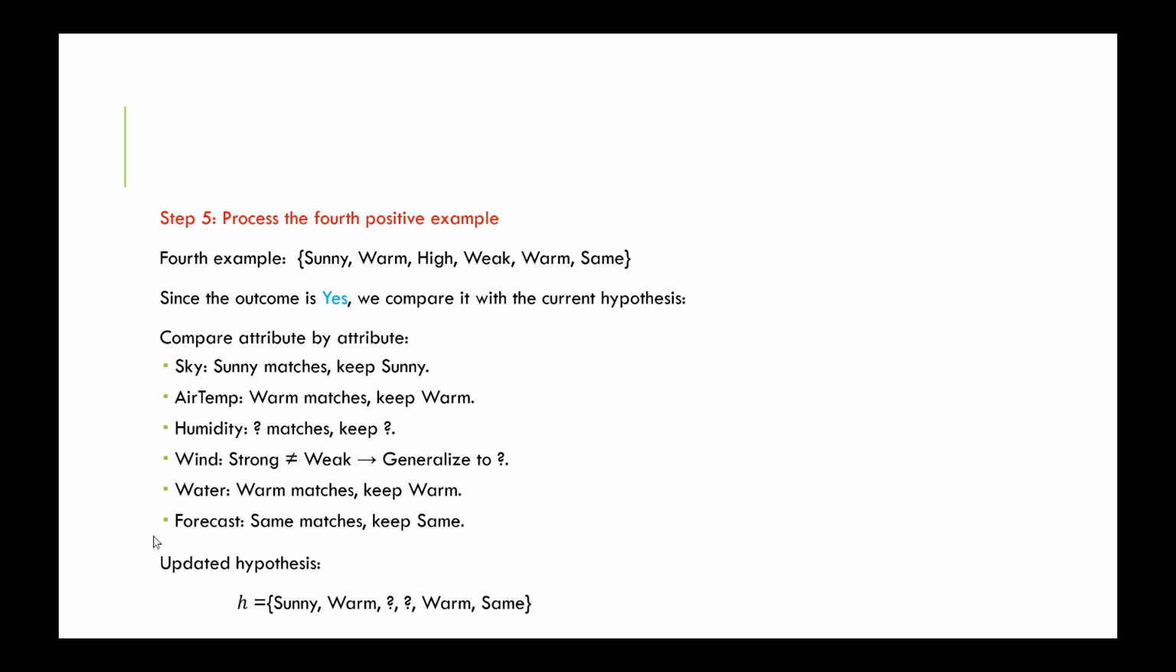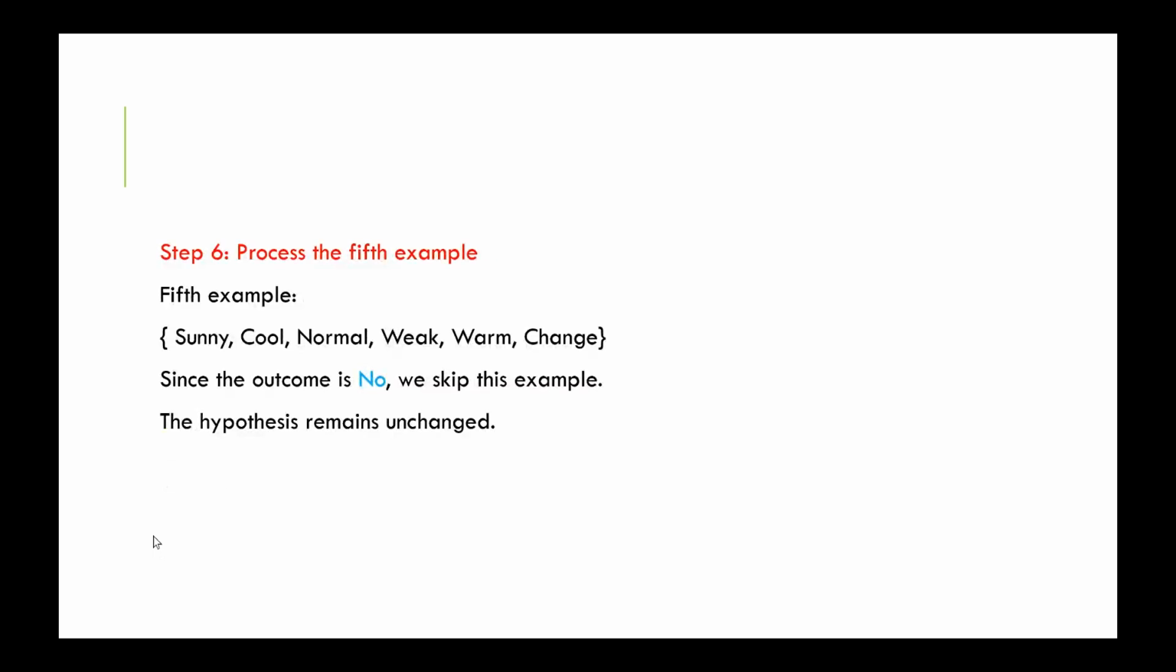Next, step 6, we are going to proceed with example 5. Here we have the record sunny, cool, normal, weak, warm, change, but the outcome is no. So we are going to ignore or skip it. The hypothesis remains unchanged.